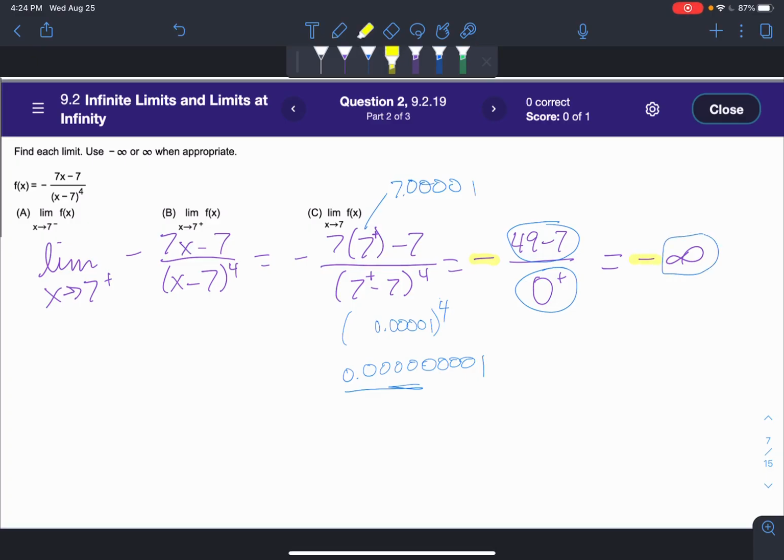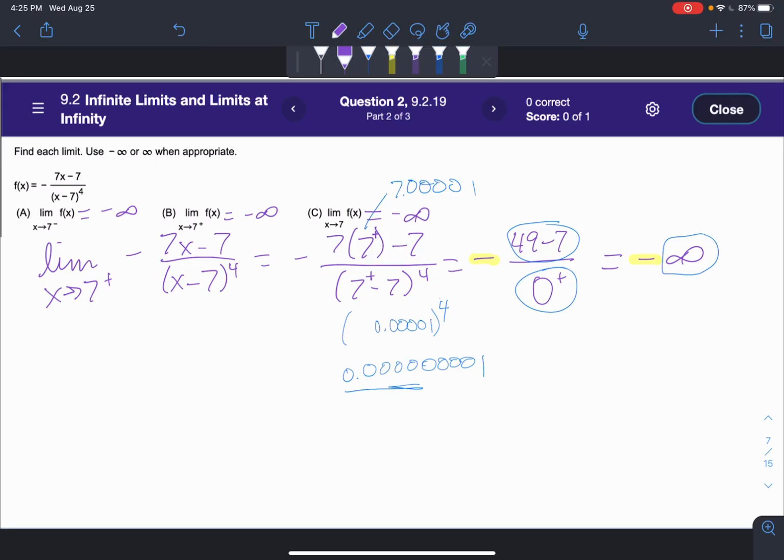So A is negative infinity, B is negative infinity, and for C, what do we have to ask ourselves? Is the left side limit equal to the right side limit? They are. And so the answer to C is also negative infinity.